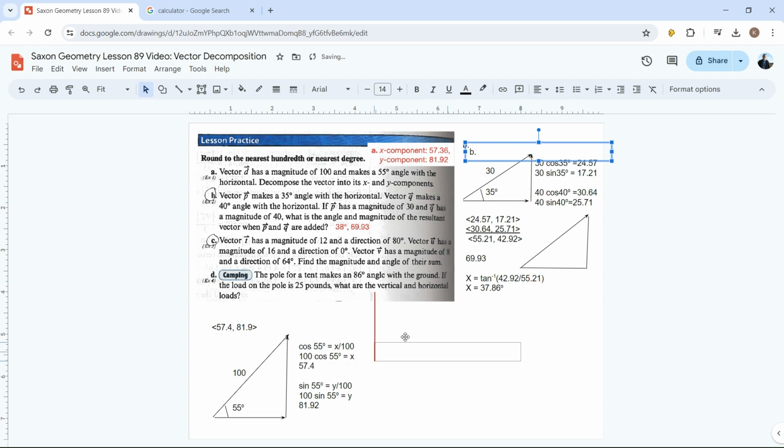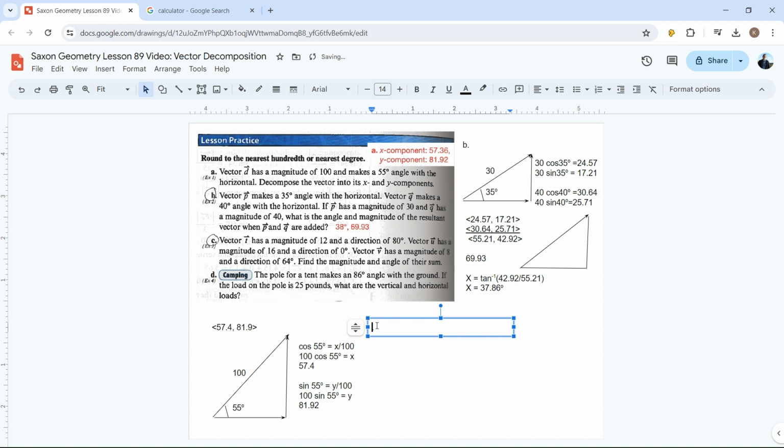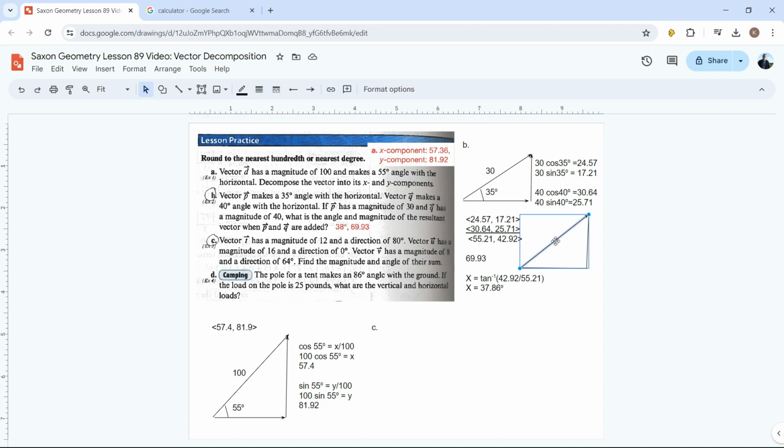In letter C, we actually have three vectors that we're going to be adding together. This is going to be as hard as it gets, okay? So we have vector T that has a magnitude of 12 and a direction of 80 degrees. Let's go ahead and sketch this out here. So this one's going to be a really steep vector with an angle of 80 degrees.